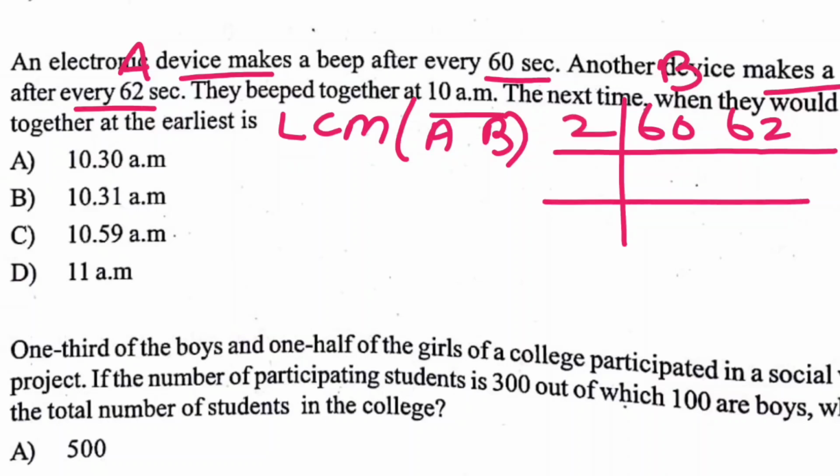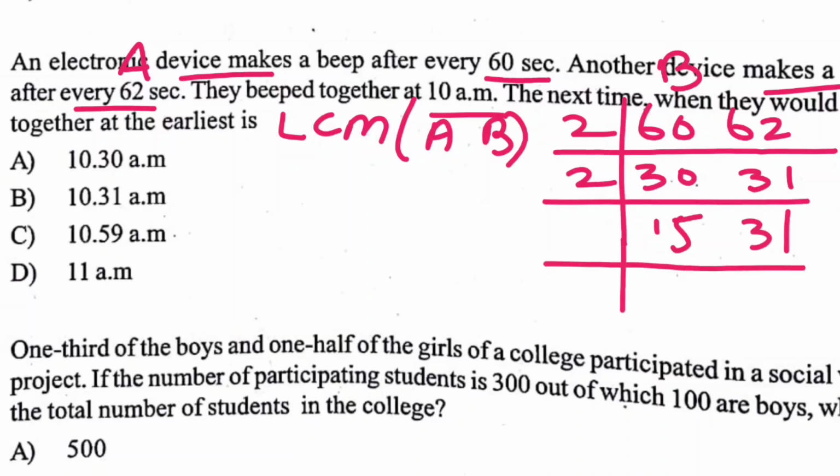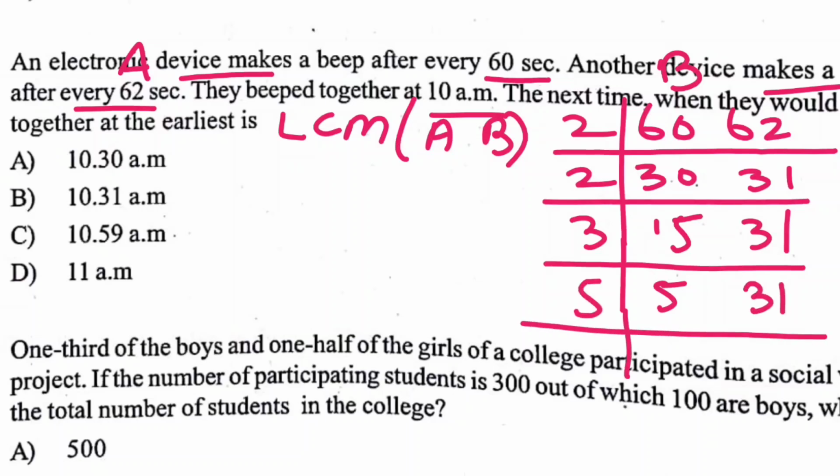So we have 2 30s are, 2 31s are, then 2 15s are, 31 will remain the same. Then again, 3 5s are, 31 remains the same. Then we have 5 ones are, and then we have 31.